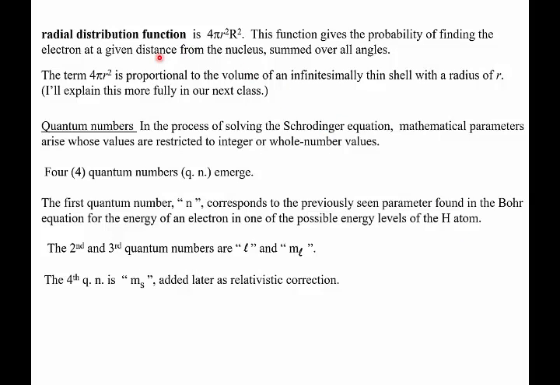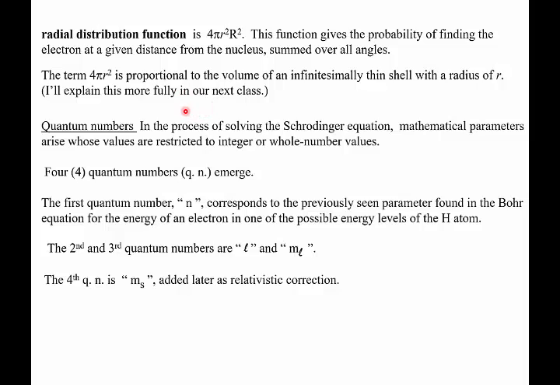There's also what's called a radial distribution function, which we'll explain more fully later. It's the radial function squared multiplied by this mathematical parameter, 4 pi r squared. R, remember, is the radius. This function gives the probability of finding the electron at a given distance from the nucleus, summed over all angles. This term, 4 pi r squared, is proportional to the volume of an infinitesimally thin shell with a radius r, and I'll explain this more fully in our next class.